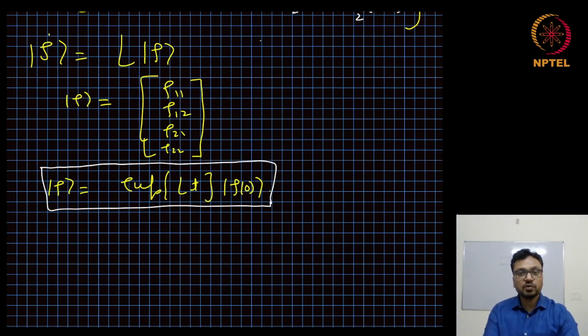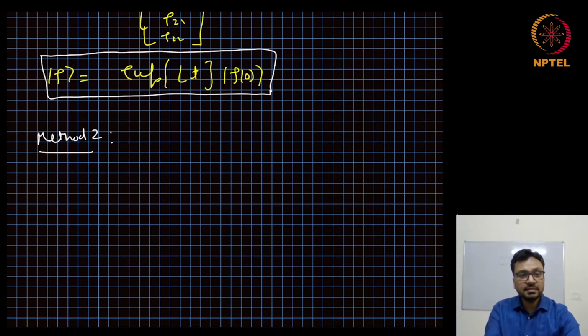This is one way of solving the master equation. There are more than one ways, of course. The second method to solve the master equation is the following. Let us consider the Bloch representation of the density matrix rho of the two-level system. It is half times identity plus R dot sigma, where the R vector is the vector of expectation values of the sigma matrices.